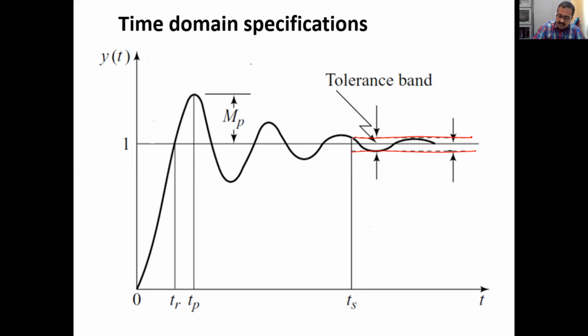That time is called the settling time. What is rise time? Rise time is the time taken by the output to rise from 0 to 100% of the final value. So this is the rise time. What is peak time? Peak time is the time taken by the response to reach the peak value. This difference is the overshoot, and this is the settling time. So we now have to derive these expressions for the underdamped second order system.